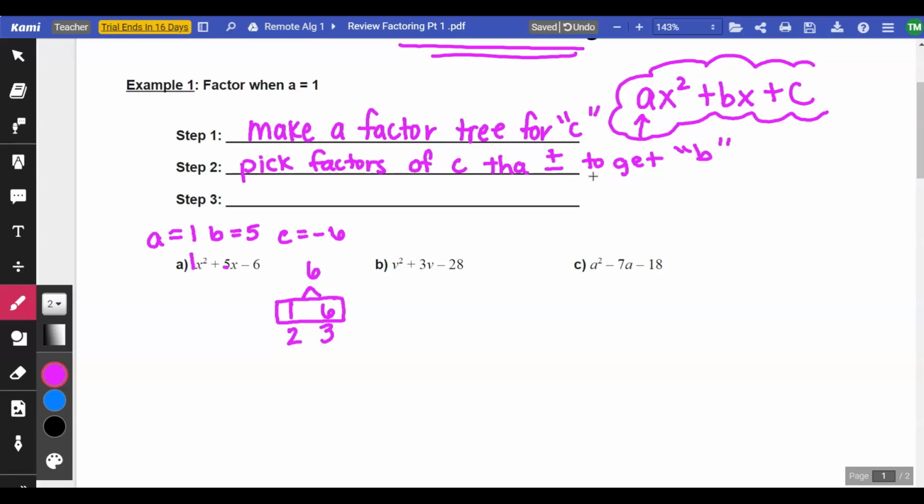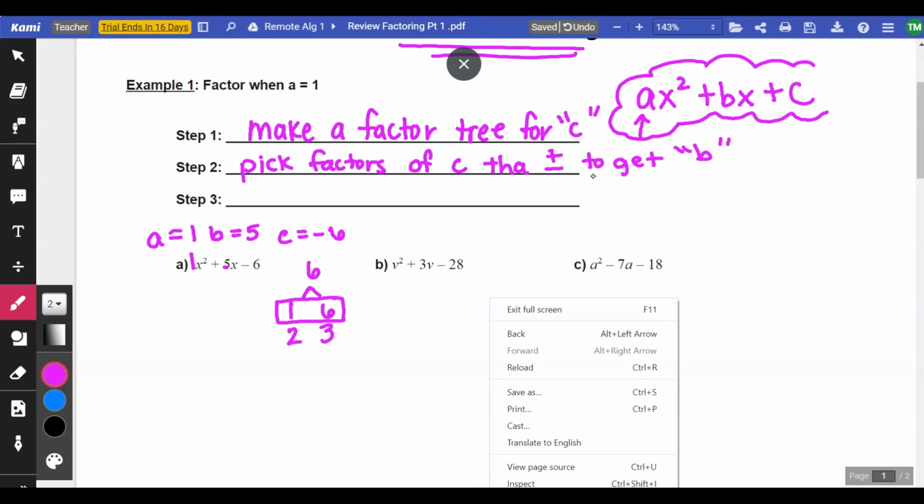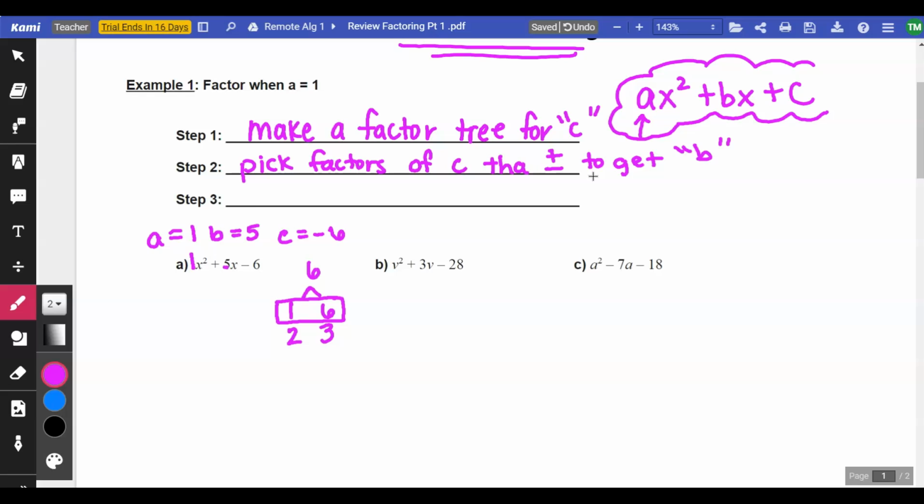So then step 3, once we've picked out those factors of 6, we are ready to set up our factors. So that's step 3. Step 3 is to set up the factors. And last but not least, multiply to check.